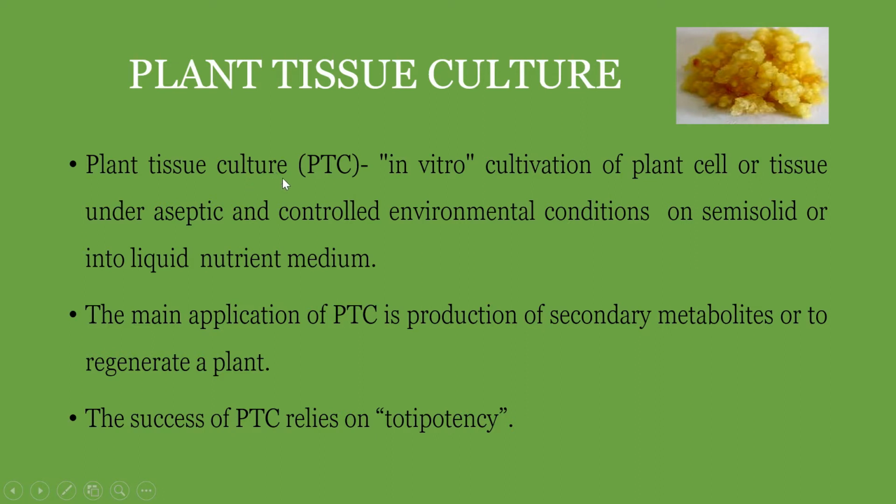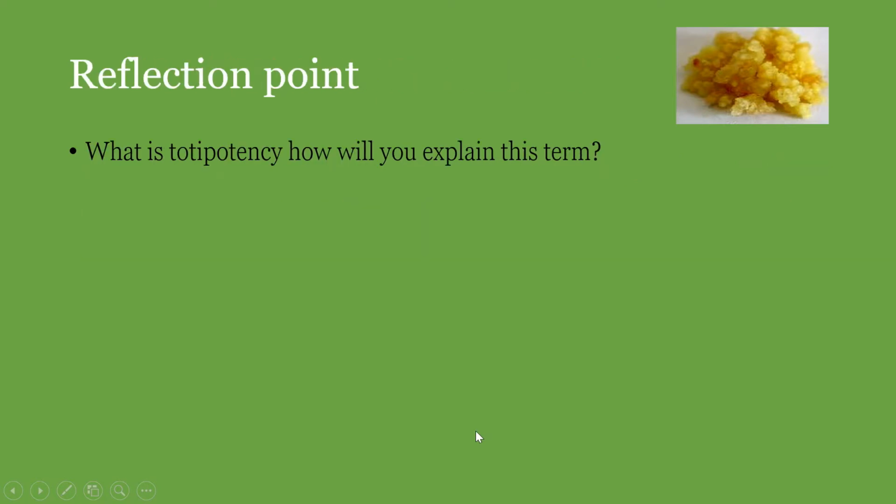Plant tissue culture is in vitro cultivation of plant cell or tissue under aseptic and controlled environmental conditions on semi-solid or into liquid nutrient medium. The main application of plant tissue culture is production of secondary metabolites or to regenerate a plant. The success of plant tissue culture relies on totipotency.